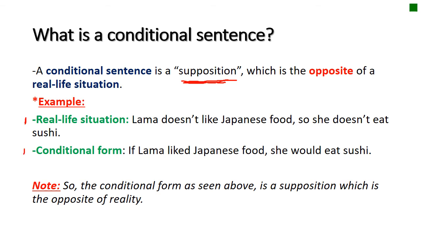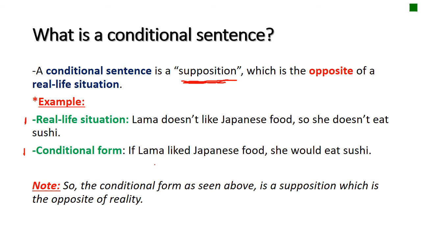The conditional form is what I am supposing, okay? The supposition is the opposite of that. Lama doesn't like Japanese food, so she doesn't eat sushi. However, if Lama liked Japanese food, she would eat sushi. I'm supposing, okay? I wrote it in the opposite form, okay? So the conditional form, as seen above, is a supposition which is the opposite of reality. Here is reality. If I want to write it in conditional form, I need to write the opposite of that, okay?